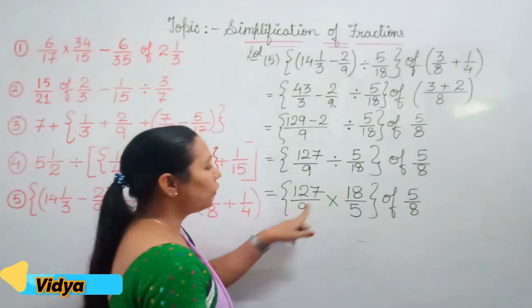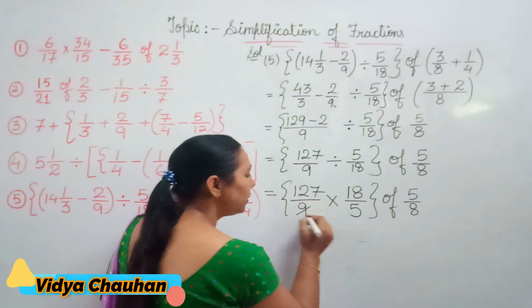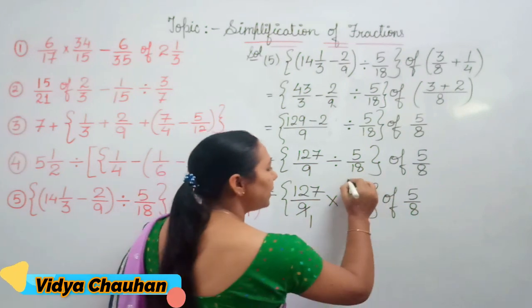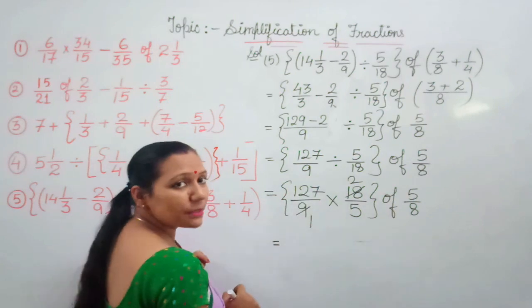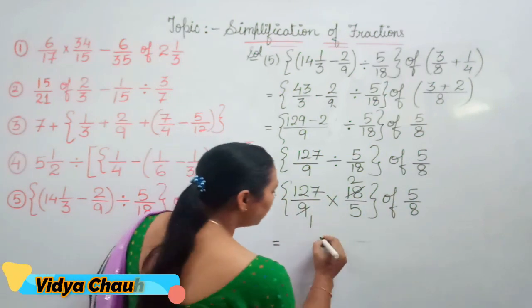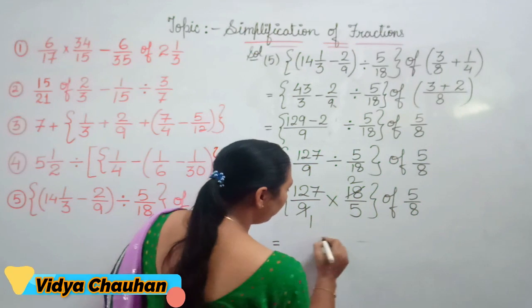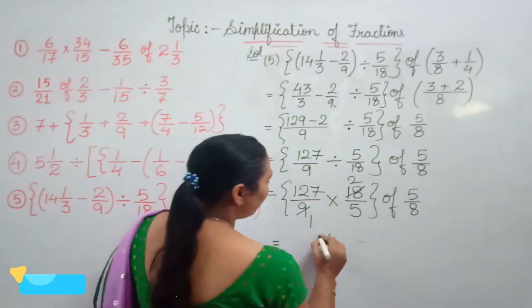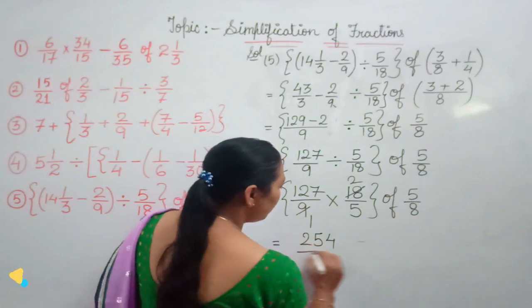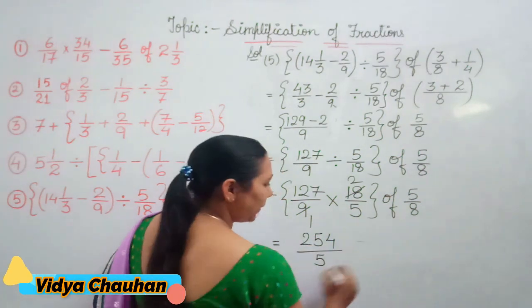Now let's check out where we can simplify the term. So here we can simplify 9 times 1 and 9 times 2. In the next step 127 multiplied by 2. So what is 127 multiplied by 2? 7 2s are 14, 1 carry, 2 2s are 4, 1 5 and 2, 5. So it is 254 upon 5.